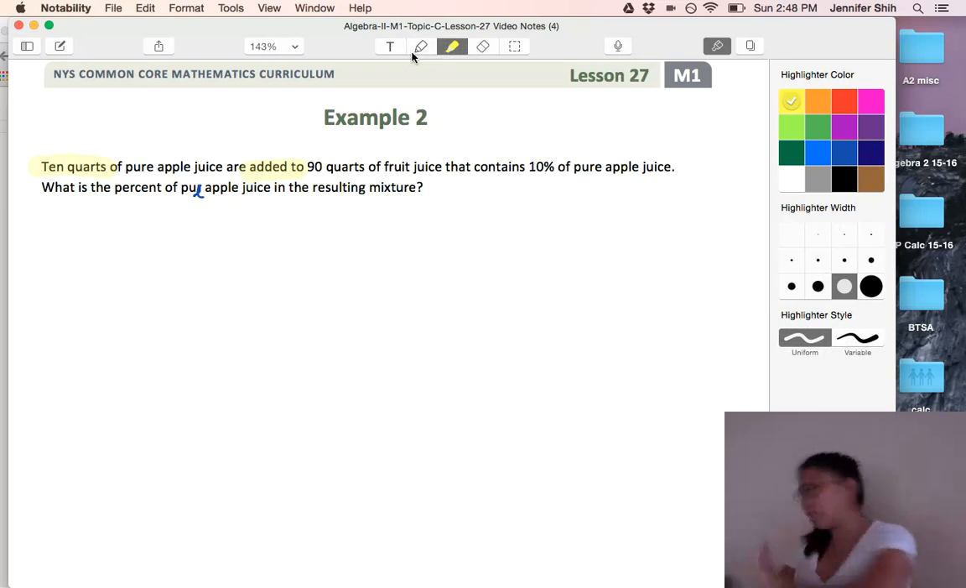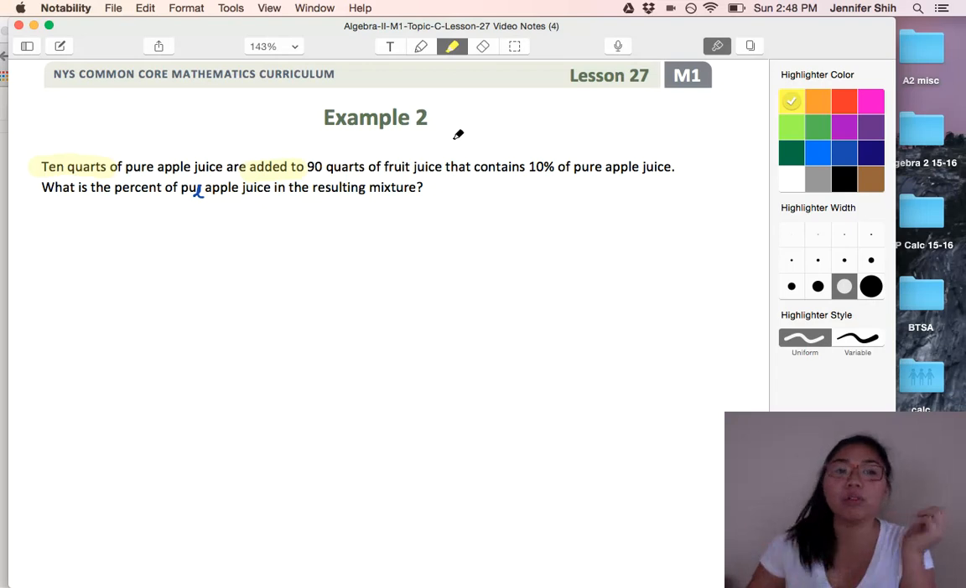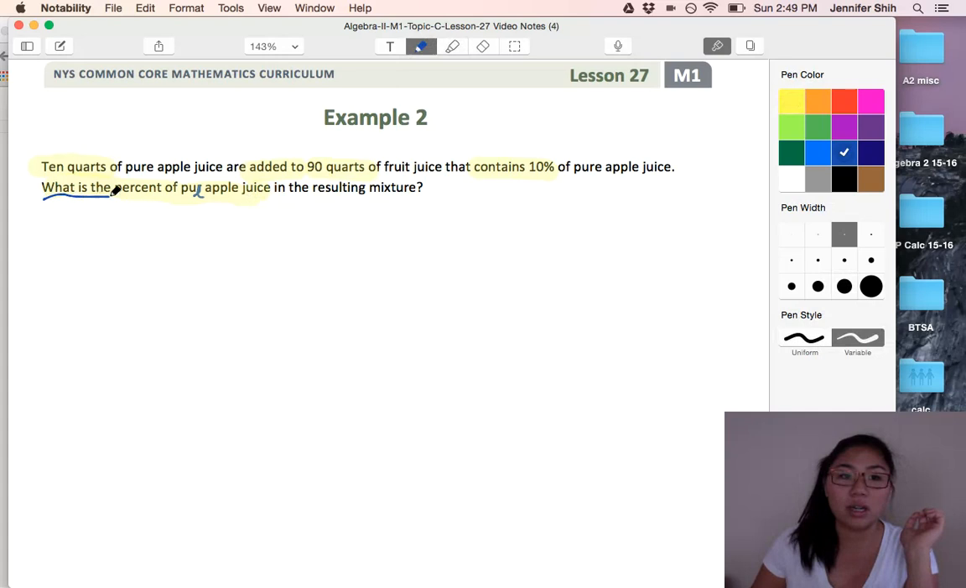Okay, so just scanning the problem, I see that there are quarts as one of my units. I see a solution, which is 10% apple juice, and I need to find the percent of the resulting mixture. So 90 quarts, that contains 10% of pure apple juice. This is my find: what is the percent of pure apple juice in the resulting mixture? This is what I'm looking for.